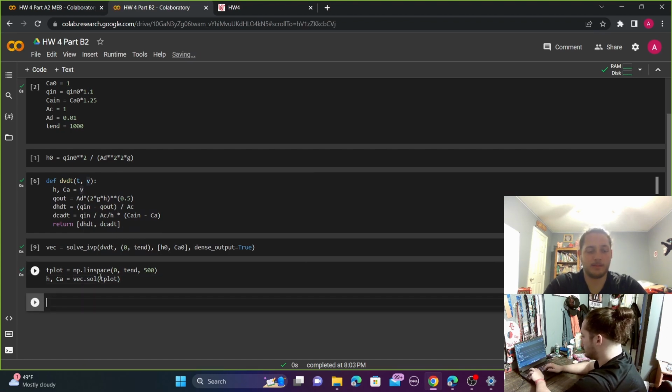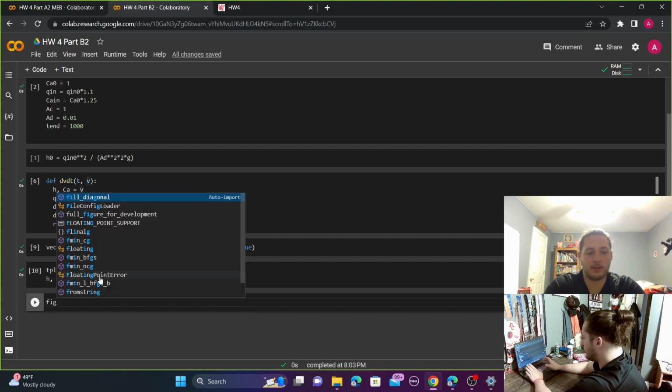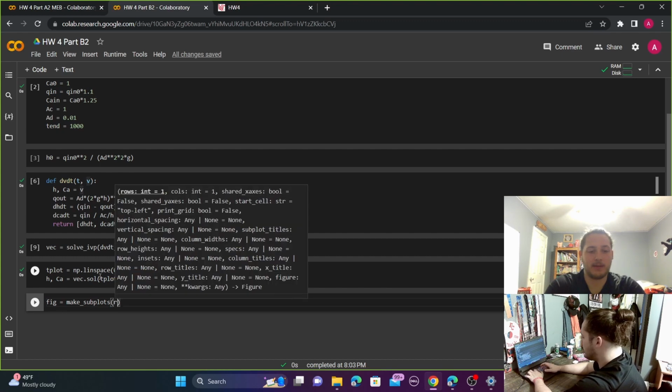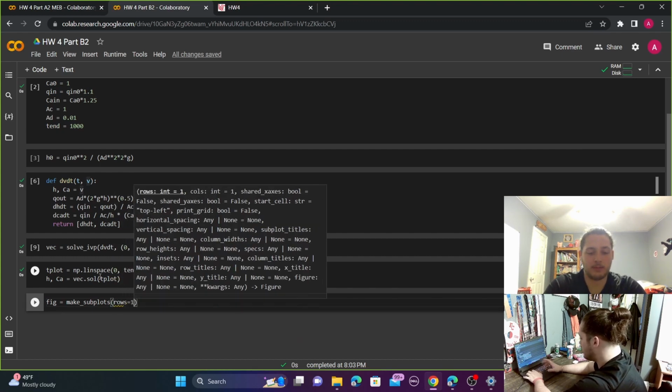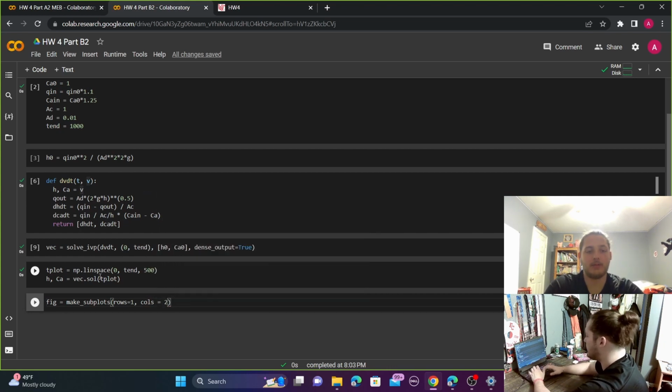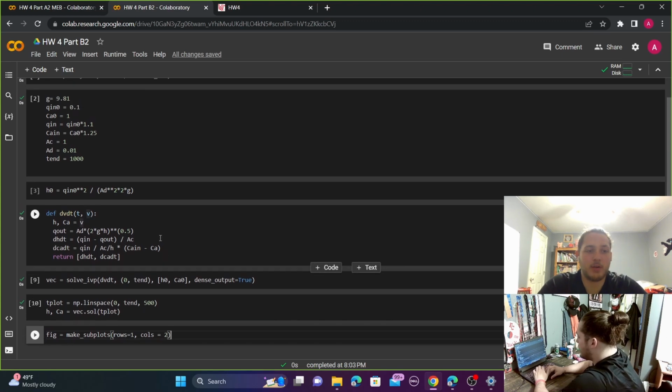Shift enter. Now we are going to create our plot, so we can go fig is equal to make_subplots, and here we need to make rows equal to 1 and columns equal to 2. And we need to do that because in this code we are setting it up to solve for two different values from the same line of code from the initial value problem. So our height is going to be our rows 1, and the concentration is going to be the columns 2.